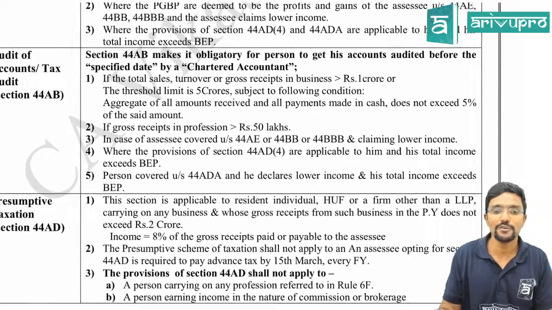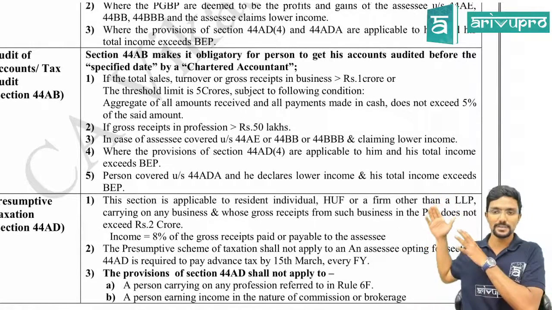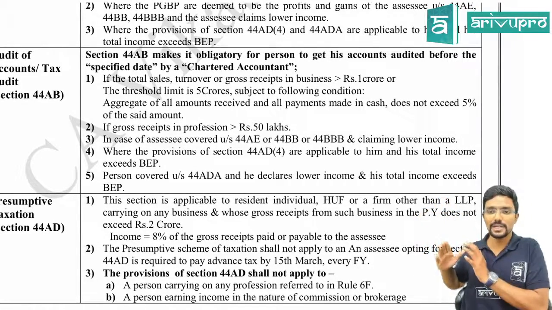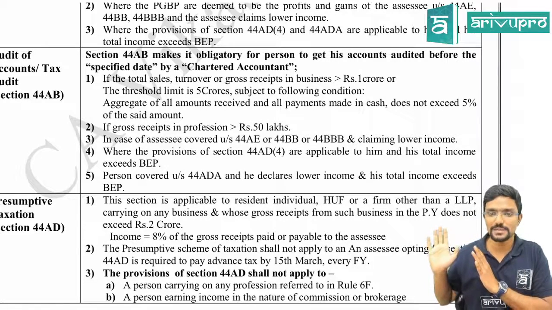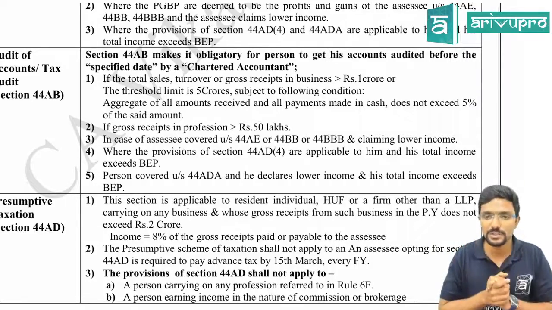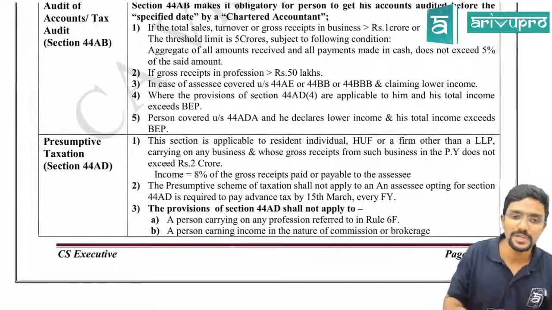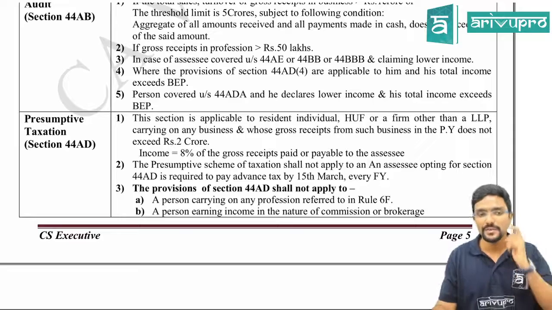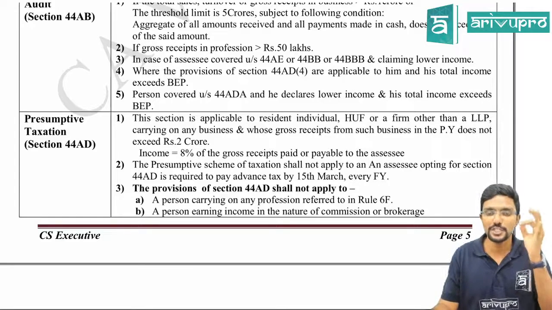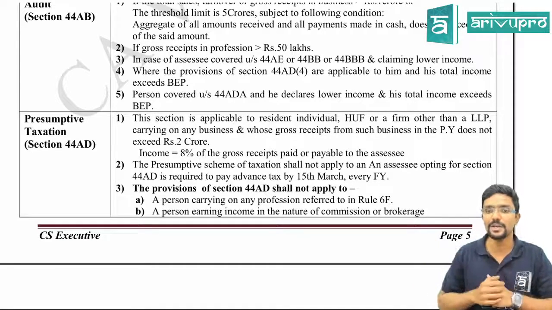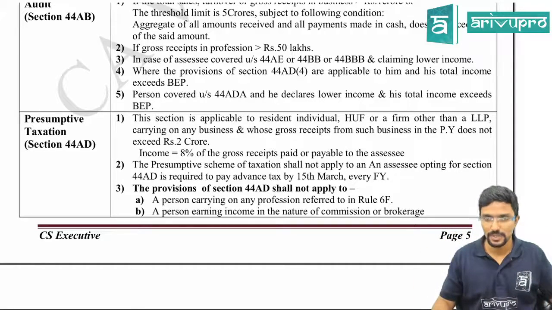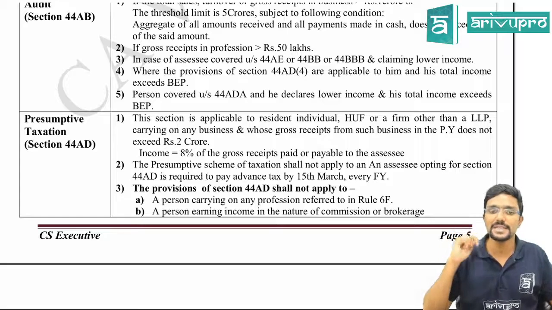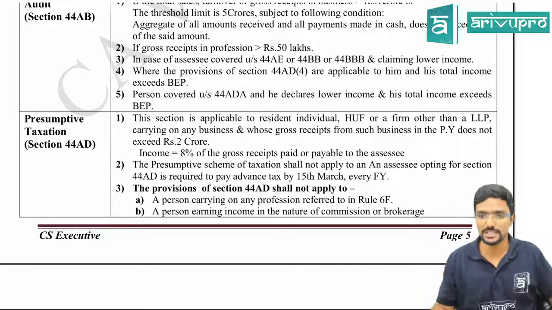So third, 3, 4, 5 is like if you are covered under any presumptive scheme and you say that no, my income is more or less, if you are not agreeing to presumptive schemes, then you have to get your accounts audited. Under presumptive schemes, the first scheme is 44AD, which is available for resident individual, HUF and partnership firm other than LLP whose turnover or gross receipt does not exceed 2 crore. In that case, their income will be considered as 8% of their gross receipts.